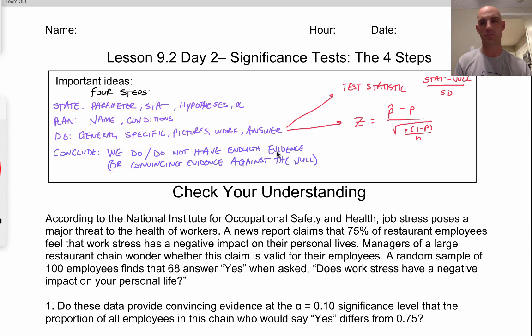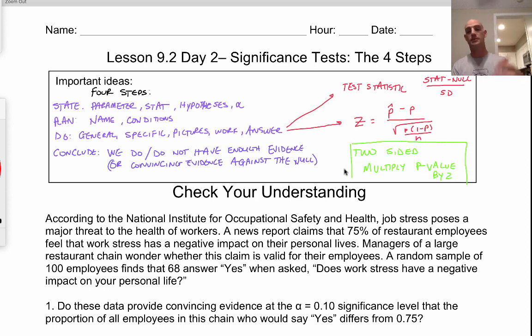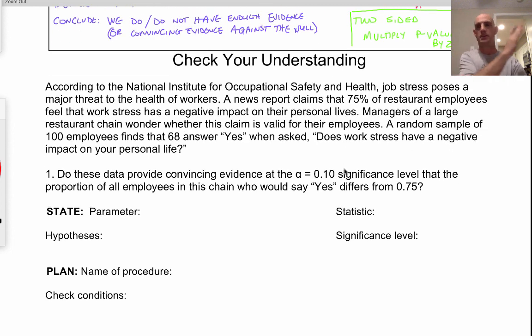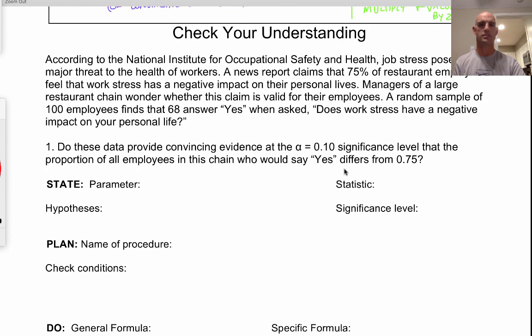And so what we're going to do is a two-sided test. And really all that means is we are trying to figure out one of the tails and multiply it by 2. So we're going to multiply the p-value by 2. So the steps are going to be the same, but instead of less than, we're going to say less than or greater than. So here we go. Here's a problem.